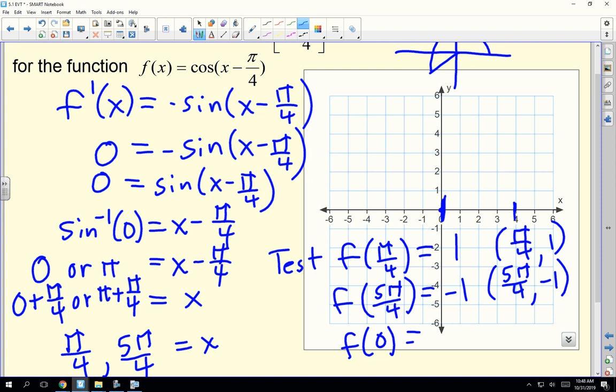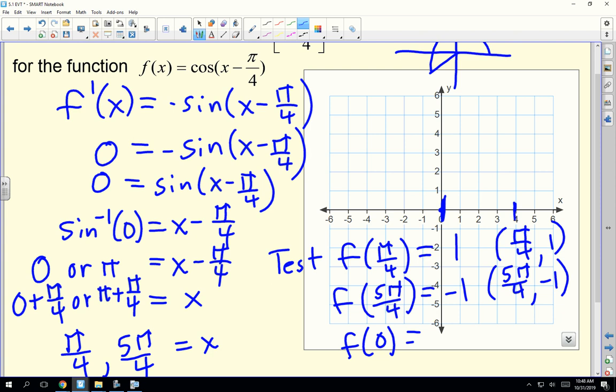So we are plugging in, just to review here. We're plugging in our critical points and any endpoints, because this is a closed interval. That's going to give us our absolute max and absolute min, and then the third one could be a relative max or min. F of 0 equals what? 0 minus pi over 4. So we're plugging in 0 here.